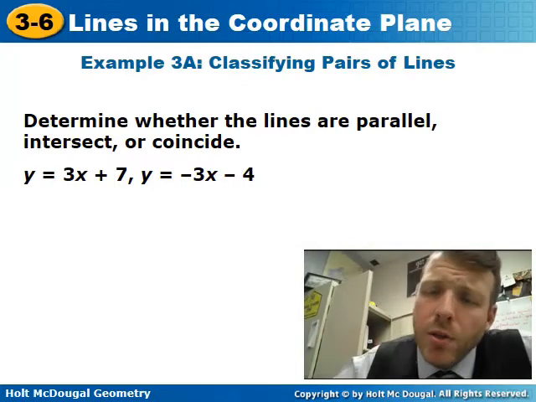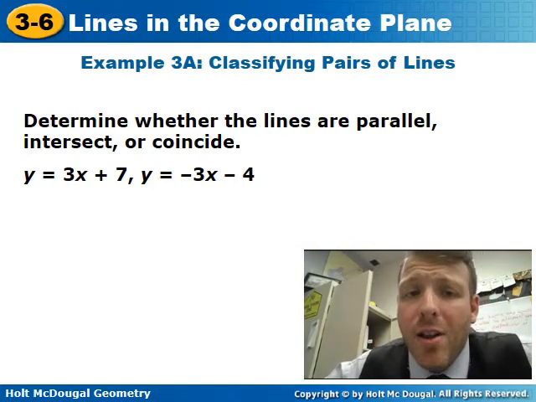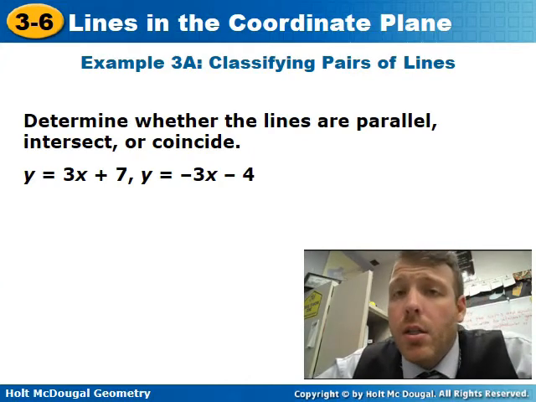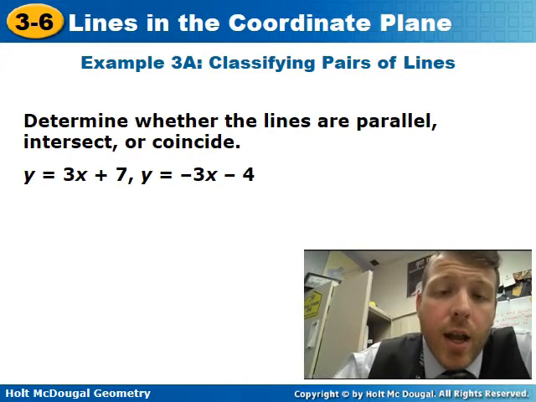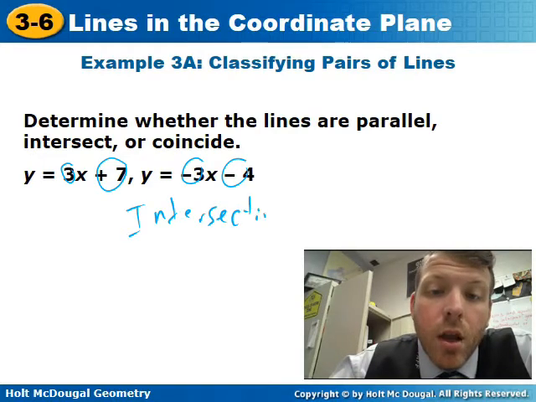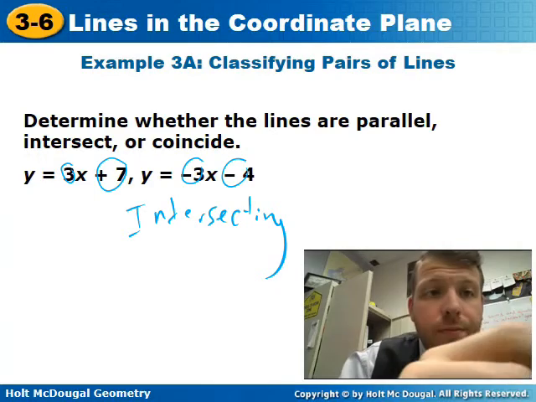All right, so what I want to do is determine whether or not these lines are parallel, intersecting, or coinciding. You could graph them if you want to. Some people like to look at it visually, but when I look at it, I just say, oh, well, my slopes are different, my y-intercepts are different, although it doesn't matter, so these have to be intersecting. That's how I look at this.